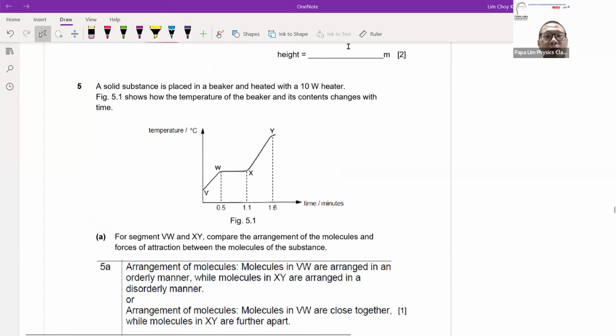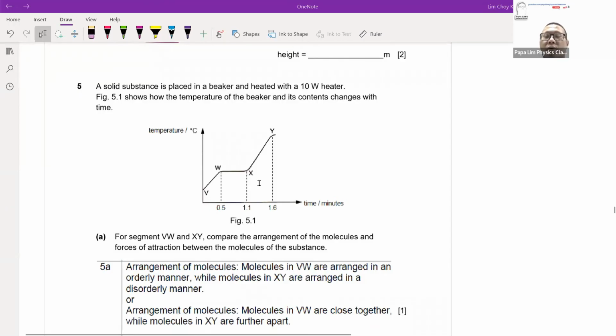Question 5, your thermal property. For thermal property in combined science, it generally involves explanations, and there are keywords for each of them. The concept that we're looking at focuses on the internal energy of the object, the internal energy of the molecules.